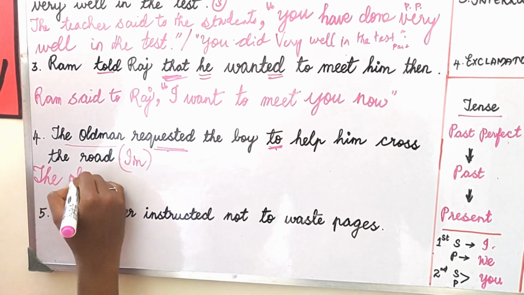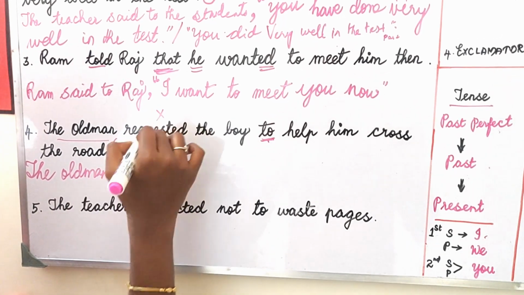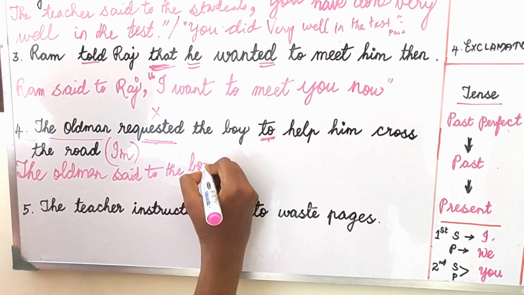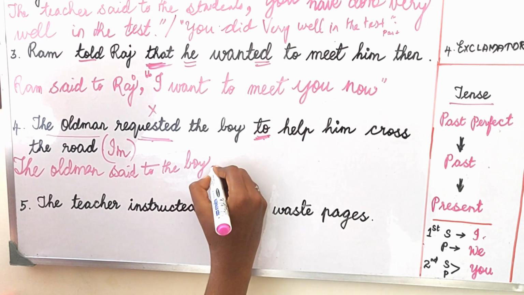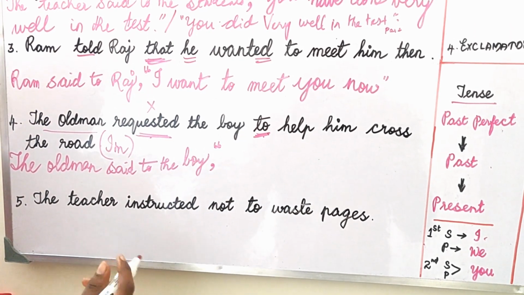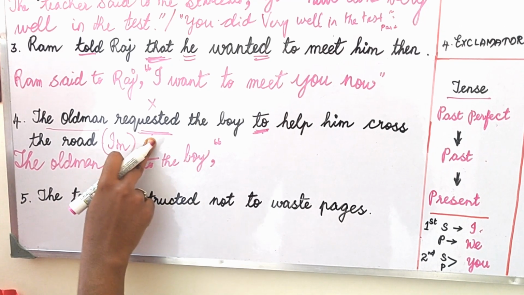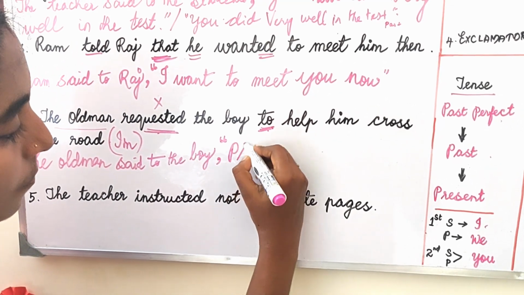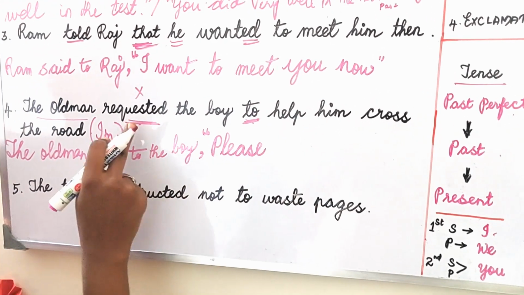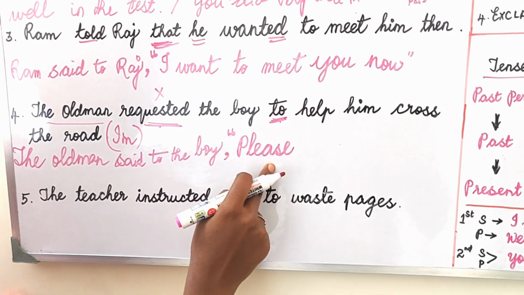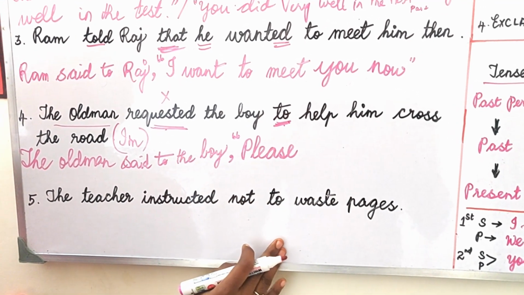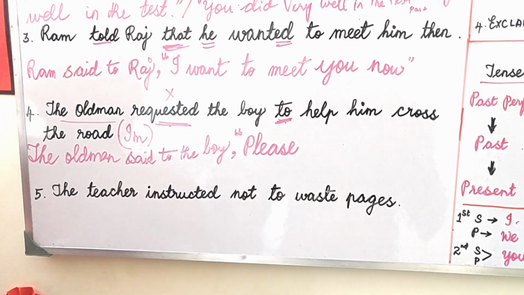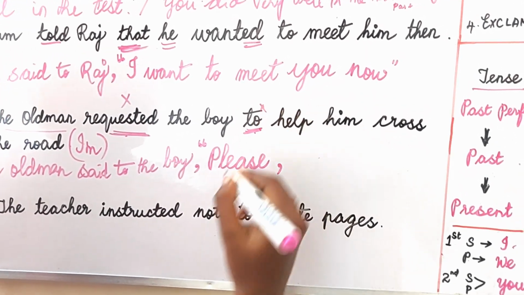The old man. Instead of this requested, what we have to say? Said to the boy. Instead of this to, comma, open quotation. See, here requested is there. So for this, to balance this word requested, what we have to add? Please. So instead of this requested, we are adding please. Whereas in direct speech, what we have done is, instead of this please, we have added requested. Now the reverse. Okay. So please, this conjunction remove.